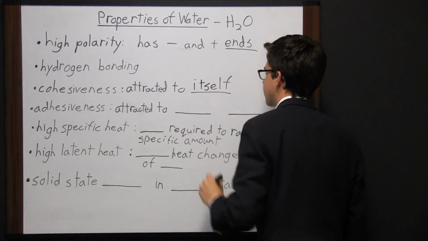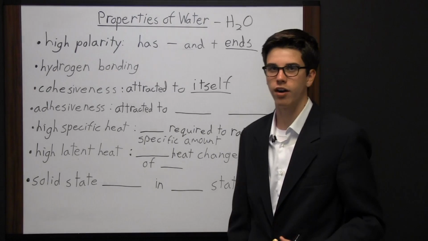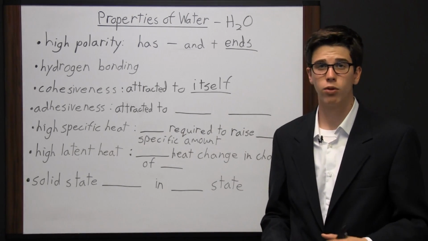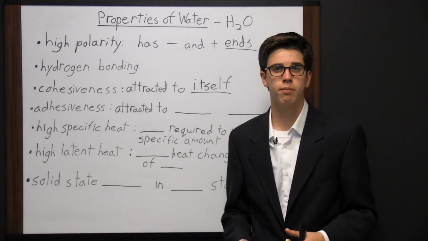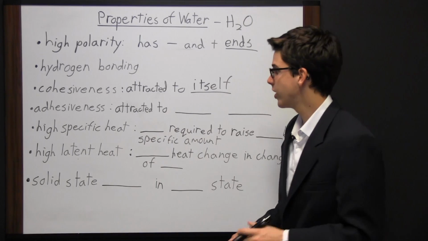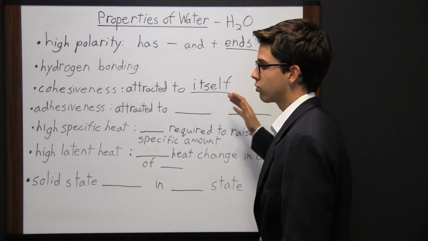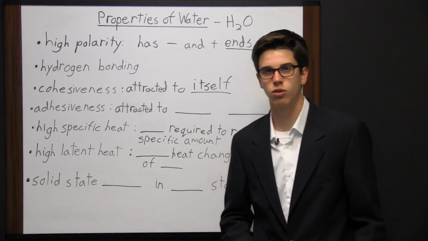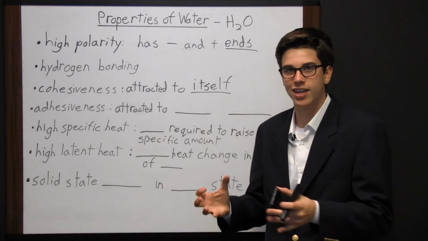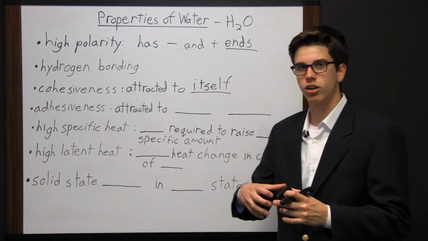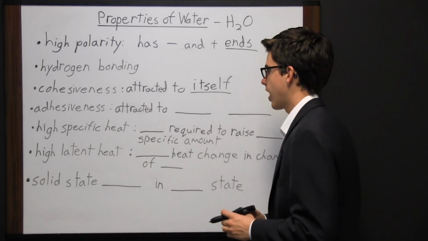You may have noticed this if you ever filled a cup of water up a little bit too high above the rim of the glass. Well, the water didn't immediately spill over because of cohesiveness. The water molecules were attracted to the other water molecules, so the water didn't necessarily spill out because the attraction was stronger than the force of gravity trying to pull it out.